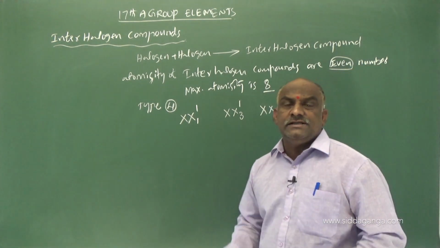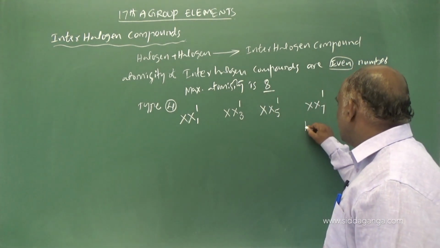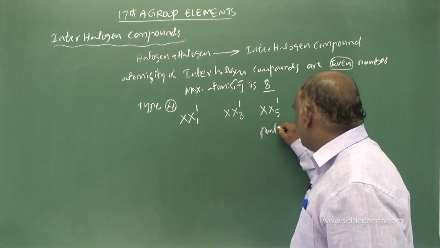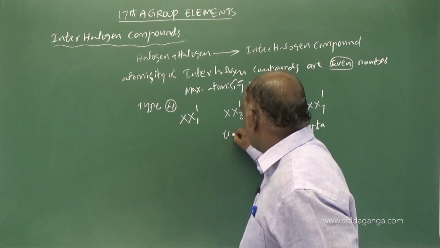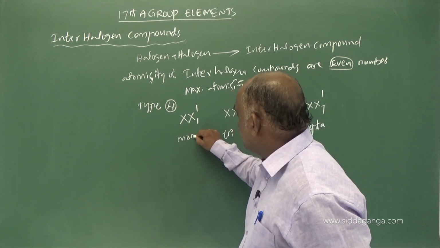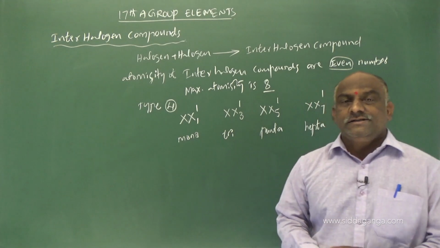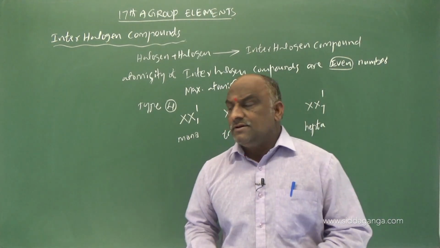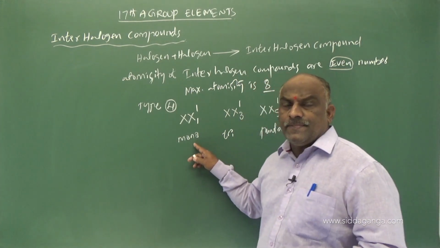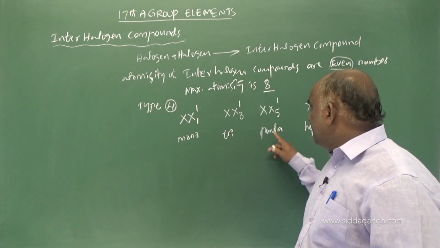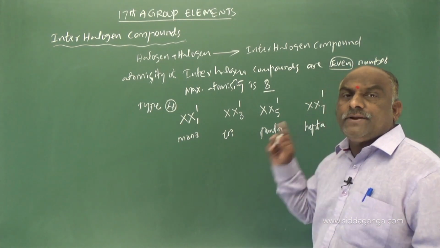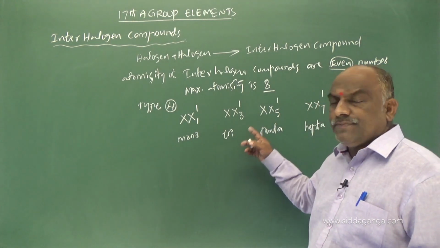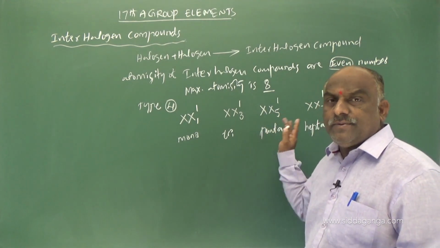So these are said to be heptahalides, pentahalides, trihalides, while this one is monohalides. So interhalogen compounds are further classified into 4 types: monohalides, trihalides, pentahalides, heptahalides.